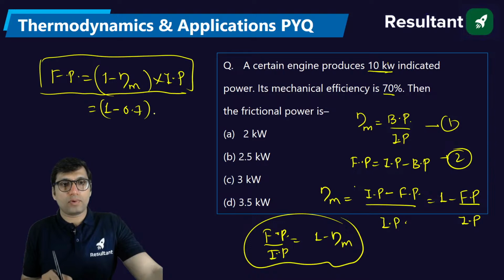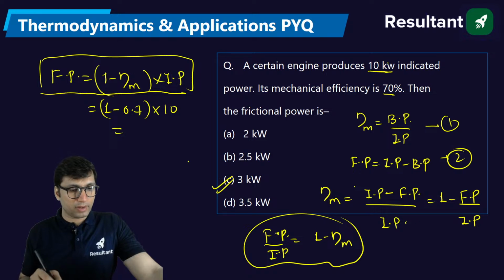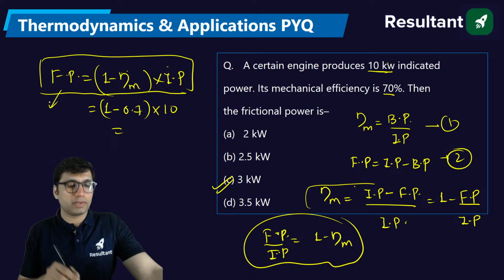So in your exam you can save your time and you don't have to do this kind of calculation. Just remember, if indicated power is given to you and mechanical efficiency is given to you, then 1 minus mechanical efficiency into indicated power gives you friction power.